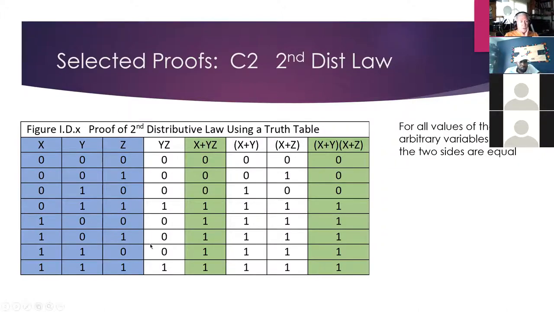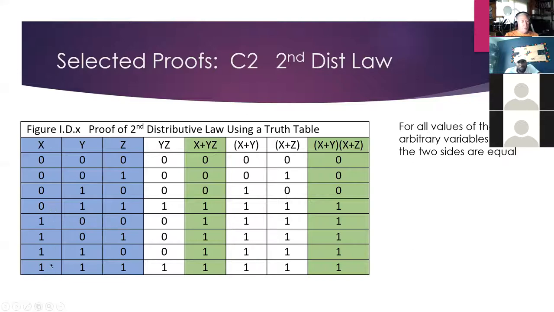But the truth table is a really nice way to do it because it's very straightforward and it's either true or it's not. And usually we create additional columns. So here we have X plus YZ. So we create a YZ column and then we just OR that with X. So here X is zero. Here this is zero, so it's zero. Here X is zero, this is zero, so it's zero. Here X is zero, and this is zero, so it's zero. Here X is zero, but YZ is one, so it's one.